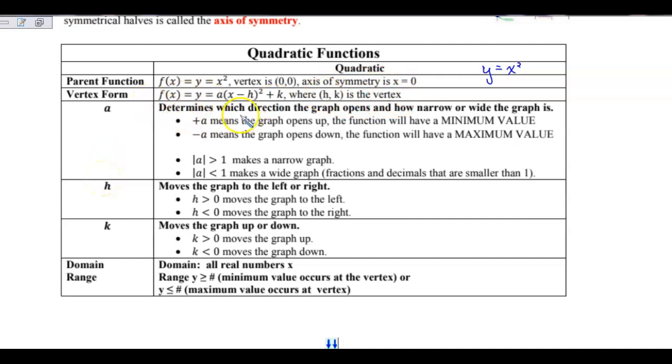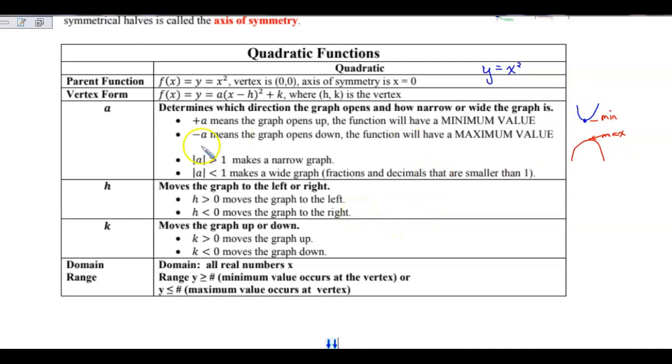A determines which direction the graph is opening and if it's narrow or wide. If it is a positive a, it means it's opening up, so it's going to go up, and it has a minimum value. Where the vertex is, that's your minimum value. A negative a means the graph is opening down, and so the vertex in that case is going to be the maximum. So this is the max, and this is the minimum.